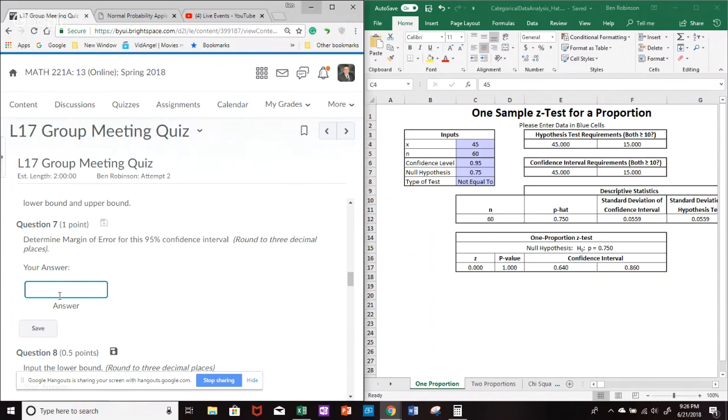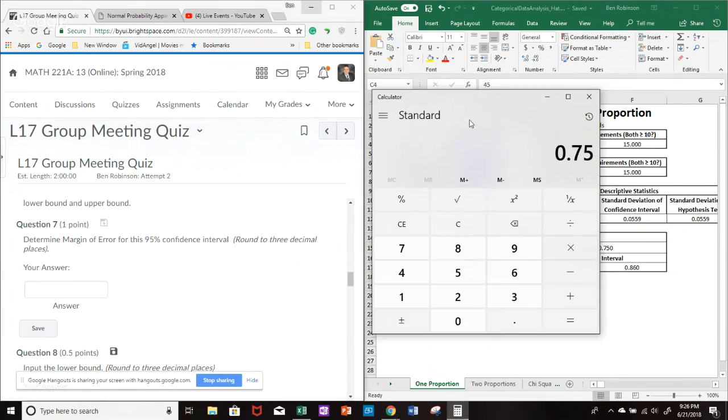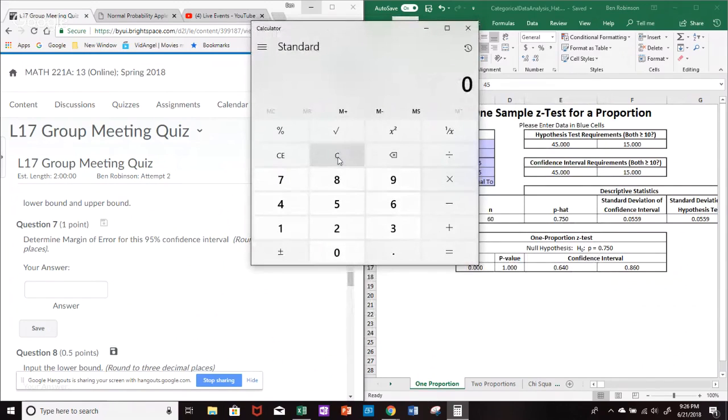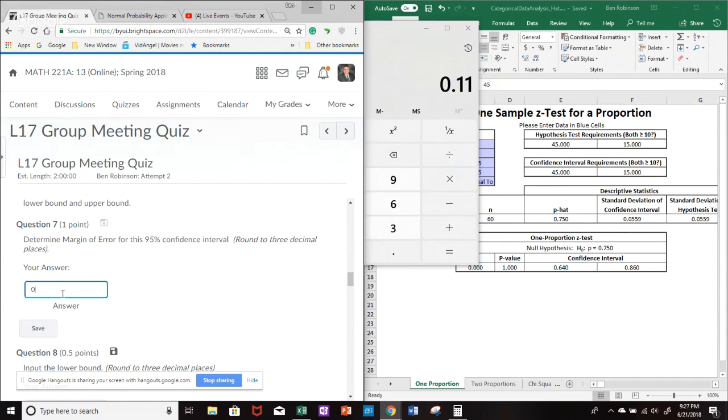Do you remember how? I don't remember. So there's a formula for margin of error, but if you have the Excel spreadsheet, you can just take the upper confidence limit minus the lower and divide it by 2. Oh, I get it. I remember now. It would be minus 0.11. Actually no, positive. 0.860 minus 0.64 was 0.22. Divide by 2 is 0.11. Okay. Thank you.